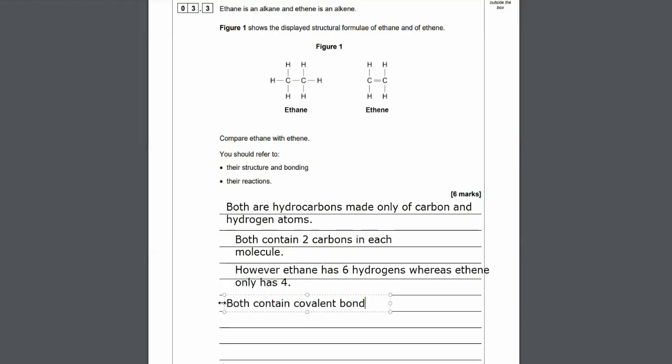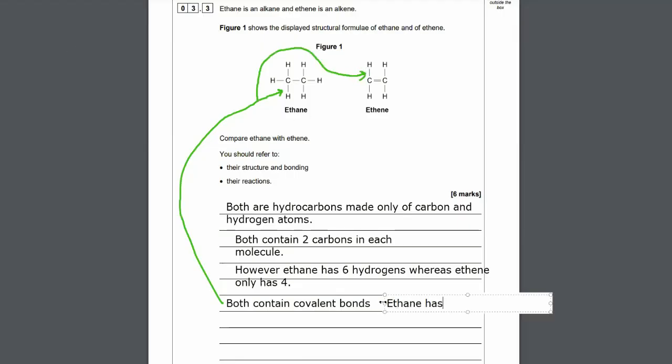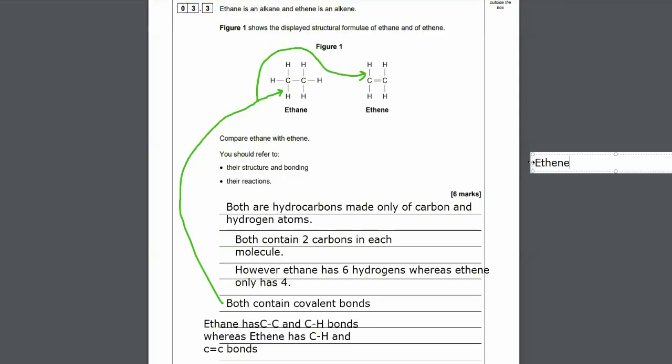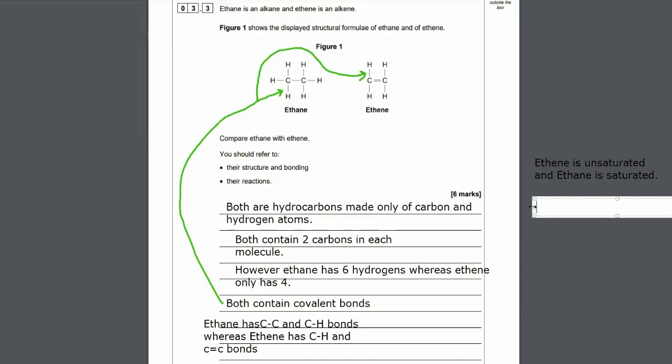Now, both contain covalent bonds. They're those solid black lines you can see here, carbon hydrogen bonds. So both contain carbon hydrogen bonds, I could have written. But ethane has a C-C single bond, whereas ethene has carbon hydrogen bonds and it has those C=C double bonds. So the C with the two line bonds, they're called double bonds. And that means that ethene is unsaturated, whereas ethane is saturated. Or unsaturated if you contain a double bond.